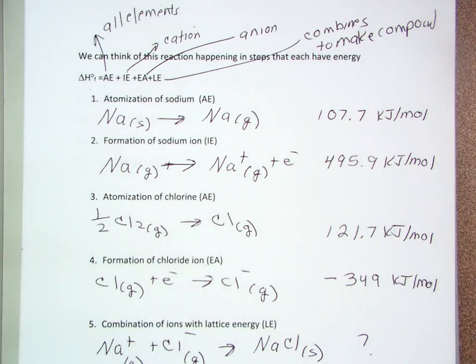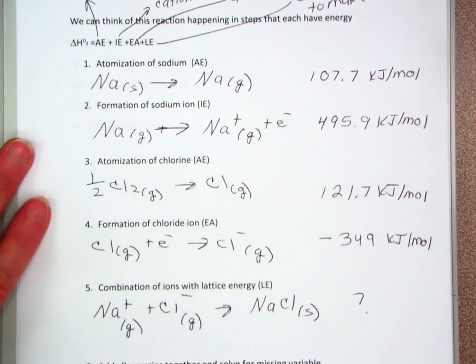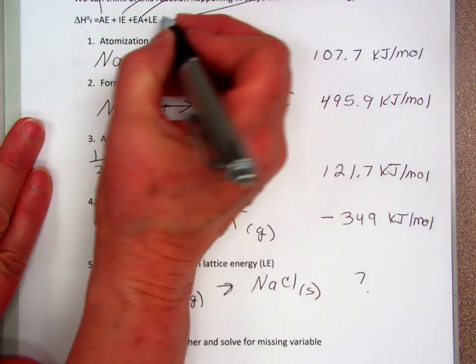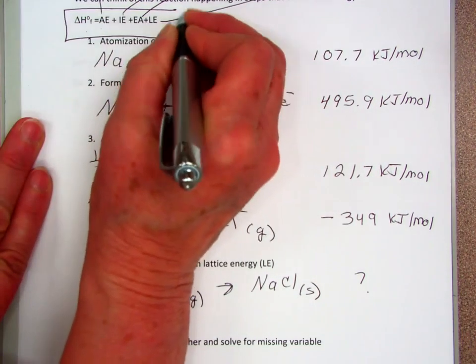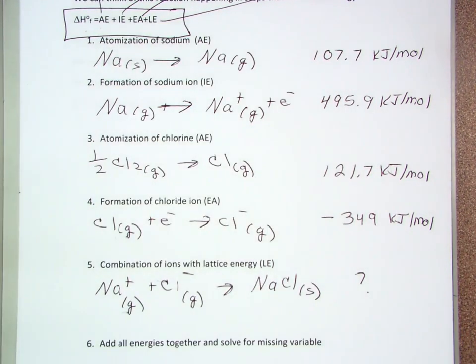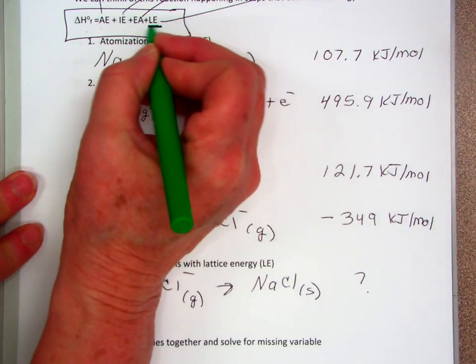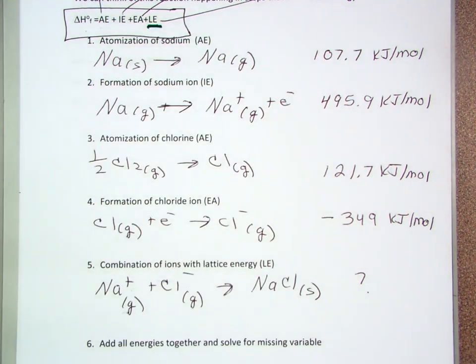So if we look at this and we think, okay, for any reaction, the enthalpy of formation is equal to the atomization energies plus the ionization energy plus the electron affinity plus the lattice energy. All I'm trying to do in this problem is solve for the unknown variable, which in this case is lattice energy. So I can rearrange this.